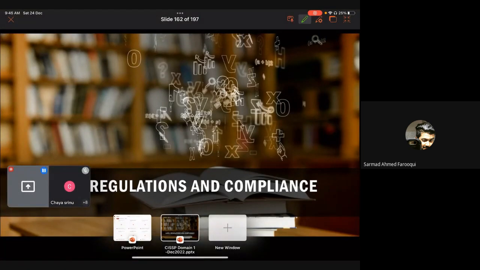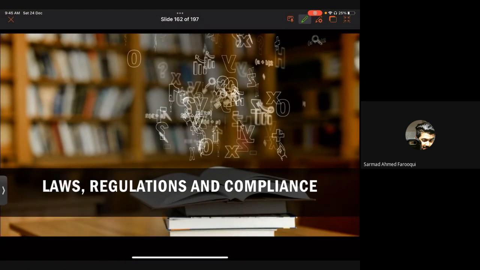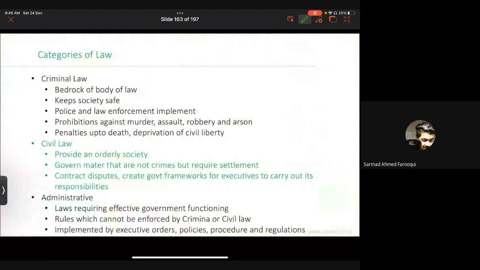Now let's go to regulations and compliance. I don't think it will take much time. I will just give you how to understand and keep in mind what to apply where in which question. The rest you must have read in the chapters. These laws, regulations and compliance, they are US specific laws, because ISC Square is concentrated on US and EU primarily. That's why not too many questions are specific to laws, but how they apply is what matters.